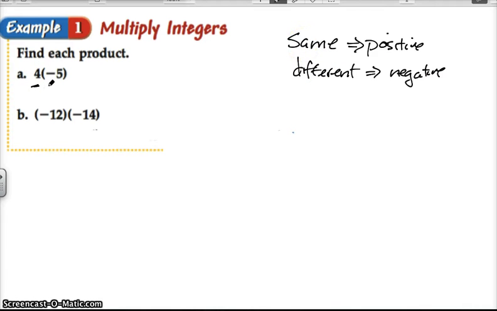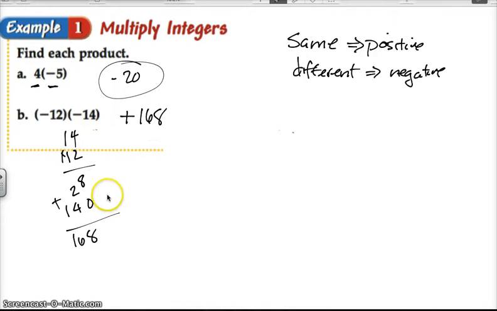Here we're multiplying a 4 times a negative 5. We know that 4 times 5 is 20. The sign is negative. The answer is negative 20. Here we're multiplying a negative times a negative. Notice that the two signs are the same, so my answer is going to be positive, and I just need to figure out what 12 times 14 is, and I think it's going to be 168. I believe that's the case. I should do it for you. Boom, there's the proof. All right, so we get a positive 168.